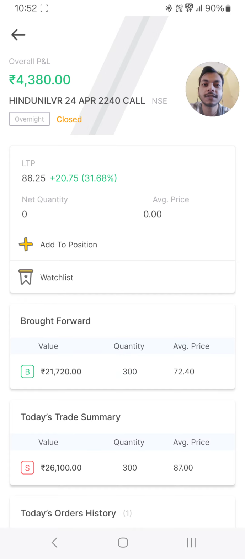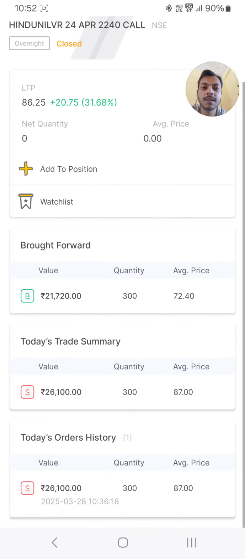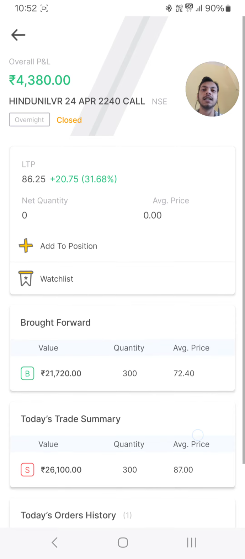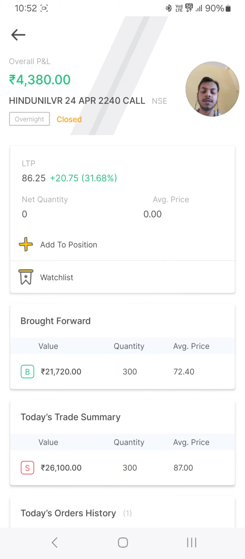On the screen you can see the trade that I took and I have closed it today itself. There is a slight profit in it, and as you can see the capital deployed is like 22,000, and on that the profit I have made is around 4,000, so that comes out to be roughly 20%. So let's move on to the chart and analyze what was my logic behind this trade. So let's go.